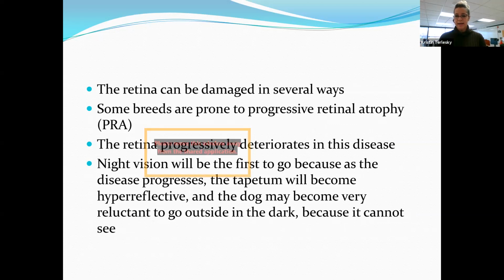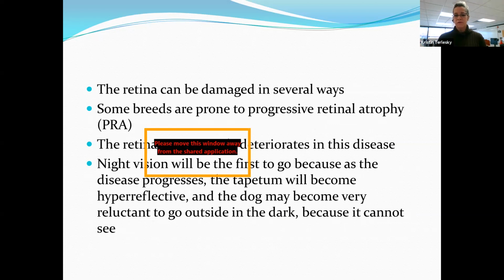It's just deteriorating. So remember, that retina is where everything gets reflected. That's where your vision is. It goes right to that. It's like your camera. So if it deteriorates and there's nothing there, there's no image there, then the animal is going to become blind.